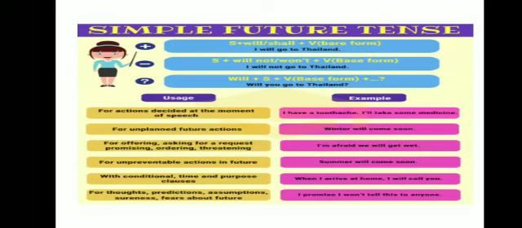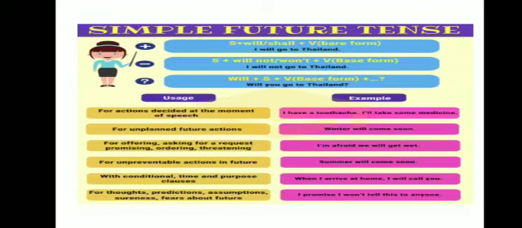Otherwise, with I and we have to use shall according to grammar rule. But nowadays what we are doing, we are using only will. Like, I have a toothache, I will take some medicine. Winter will come soon. I am afraid we will get wet. You can see here we are using will with I and we. But according to grammar rule, we have to use shall with I and we.